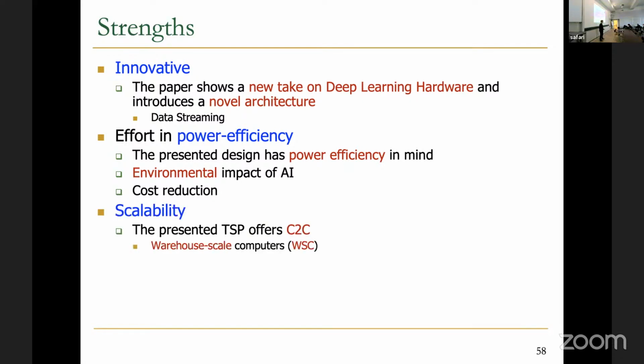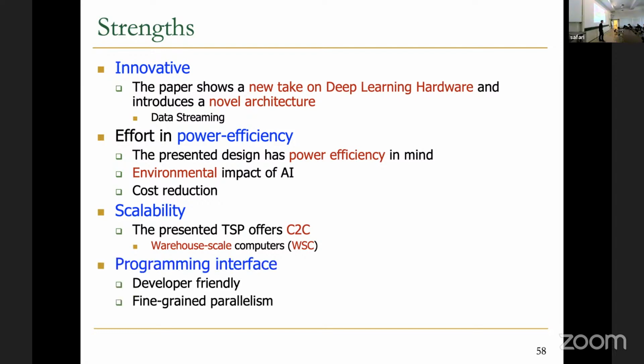It is scalable. It has scalability in mind via these C2C units. So it can be extended to warehouse scale computers where multiple of these chips work together. It was not thoroughly discussed in this paper how, and we will take a look at that closer in the discussion later. Okay.